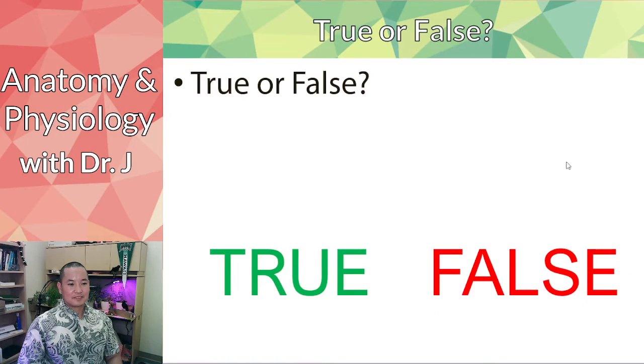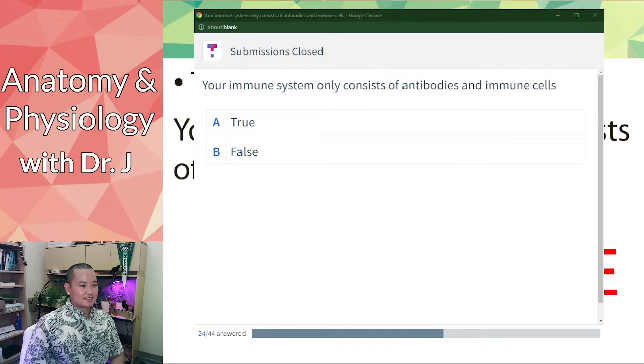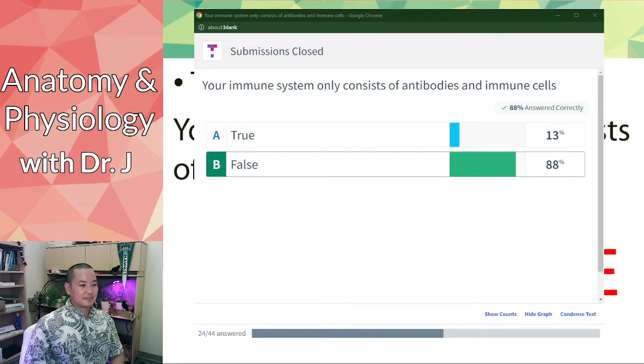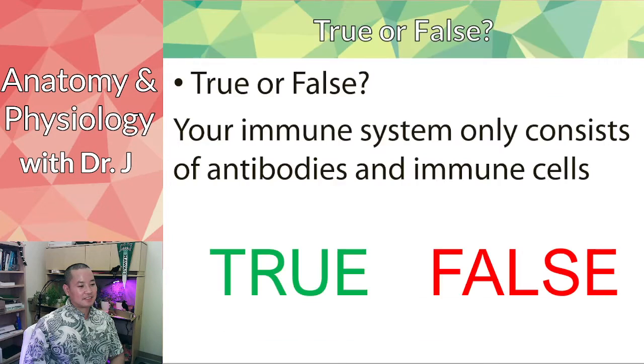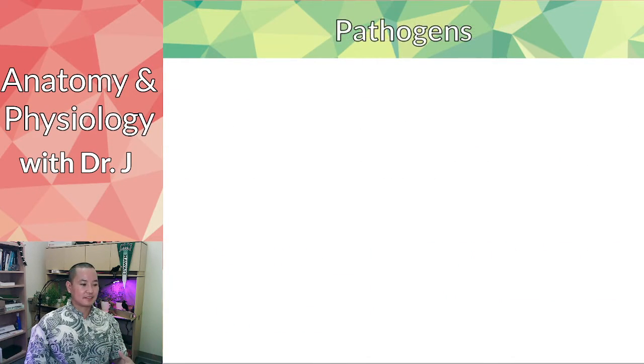Quick question. True or false? Your immune system only consists of antibodies and immune cells. All right, let's see what people said. Most of you said false, and most of you are correct. It's more than just your antibodies and immune cells. Those are two very important parts, but there is more to your immune system.